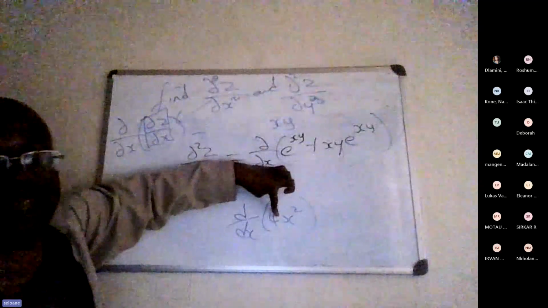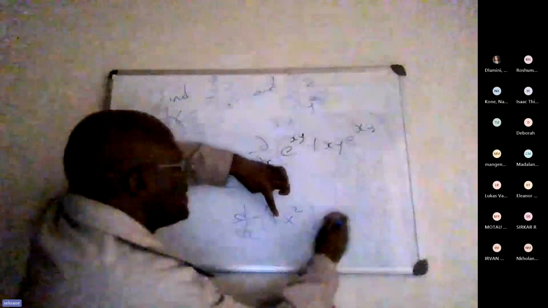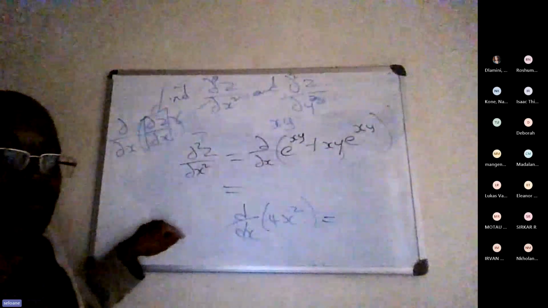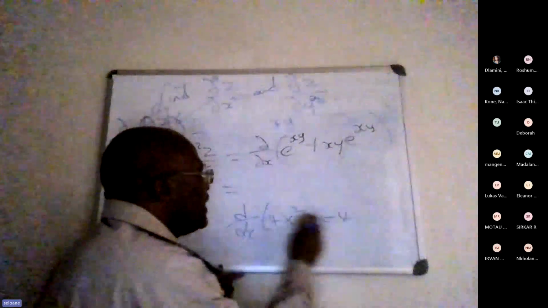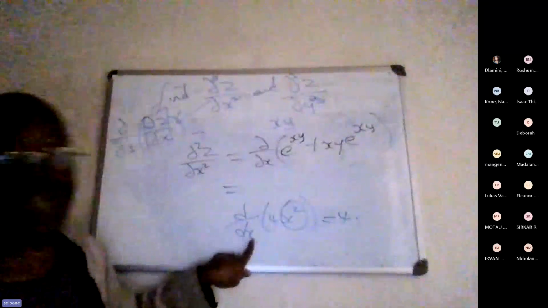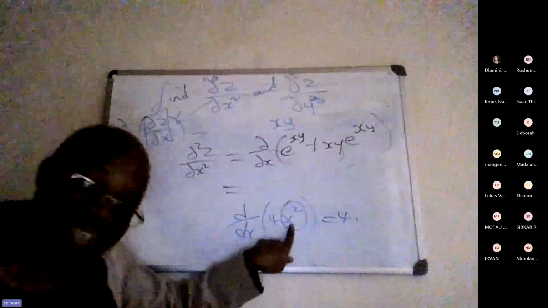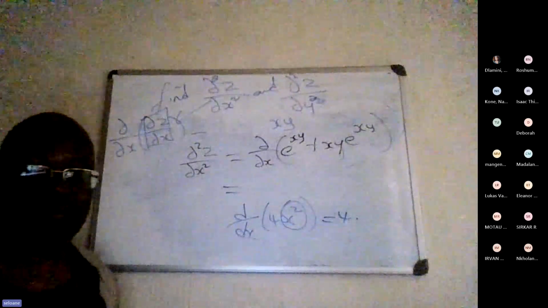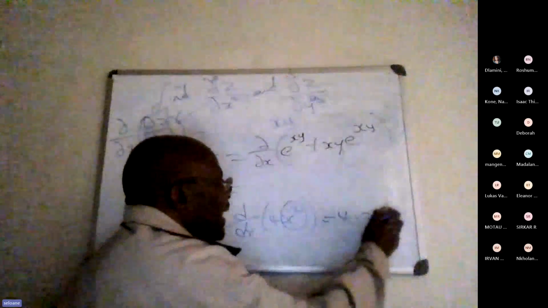4 is a constant. You can take it out. Then it will be 4 by the derivative of x squared with respect to x. Then it will be the power rule. Then it will be 2x.